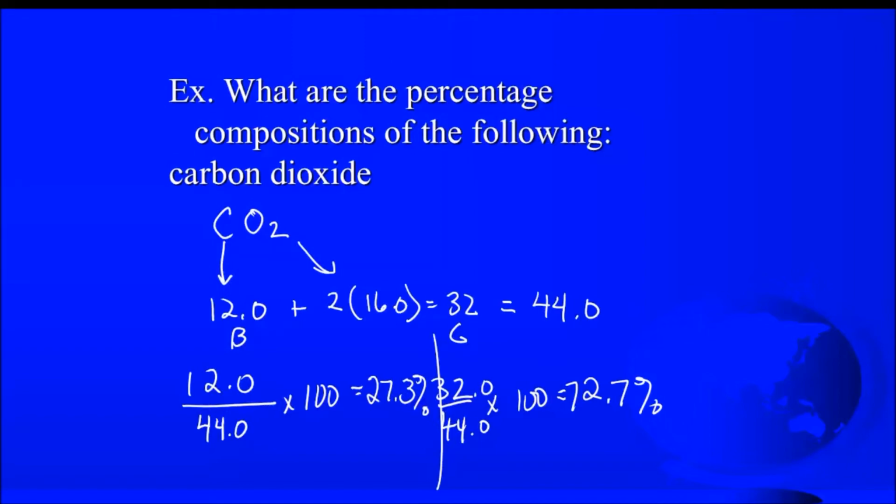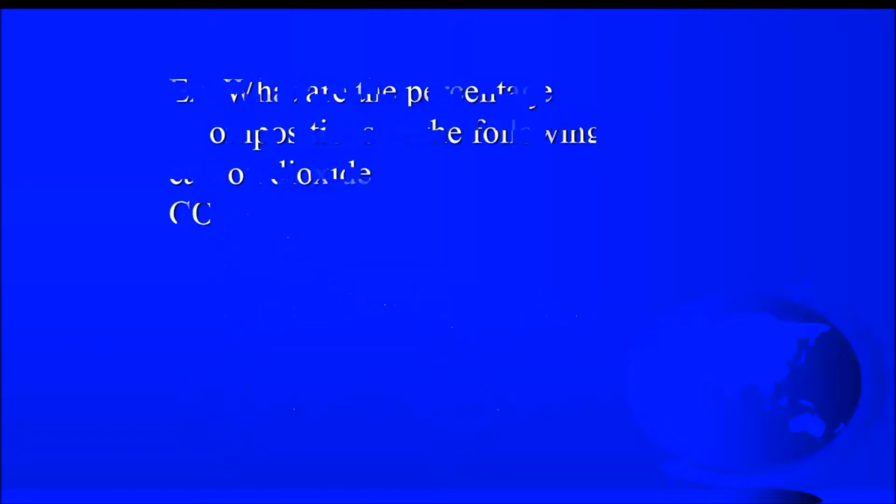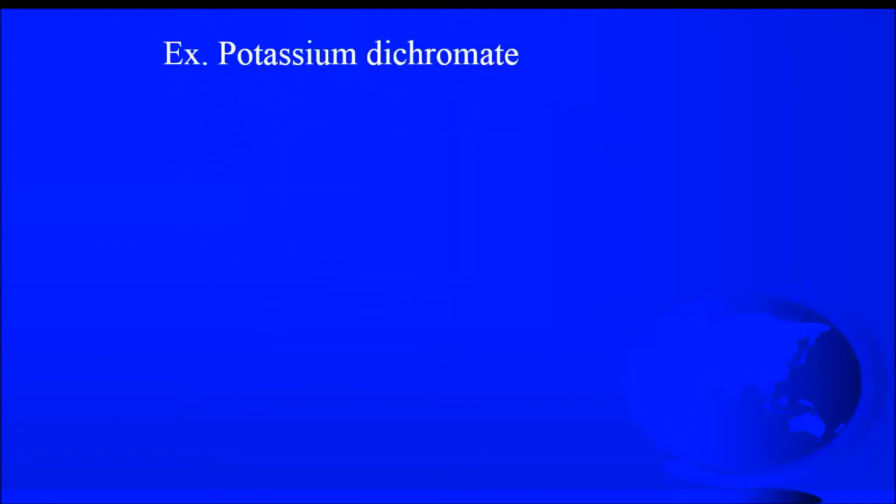All right, let's do one that's slightly harder, although there is no hard part on these types of questions. Actually, the hardest part is probably coming up with a correct chemical formula. Max, potassium dichromate. Potassium is K, and what charge? Plus 1. Dichromate.